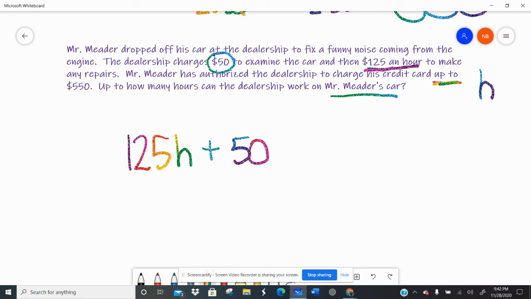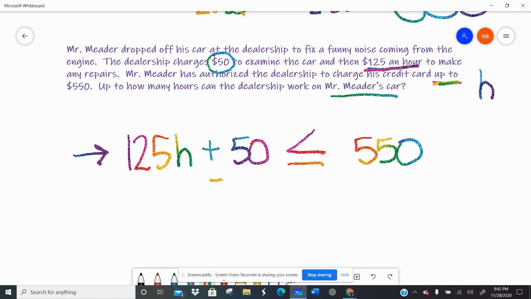125h, right? $125 per hour, plus $50, which is the charge to do a diagnostic on the car. But he's authorized them to spend up to $550. So the work on the car has to, again, be less than or equal to $550, right? We can't have that be more than $550 because he hasn't authorized that. So now we just solve our two-step inequality.